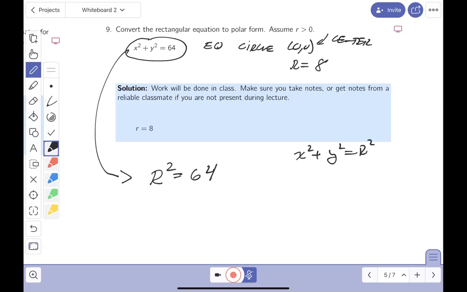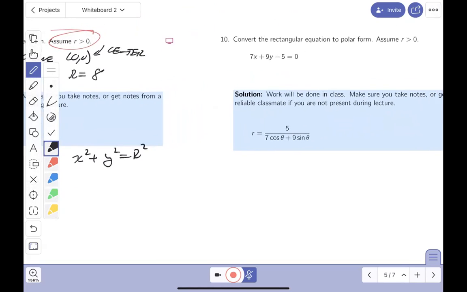I'm going to keep reading, and I want to point out what I'm reading over here. r has got to be a positive number. So I now can solve this. And what's r going to be? r is 8. It's still an equation of a circle centered at the origin with a radius of 8. That answer is listed over here. Let's go to number 10.